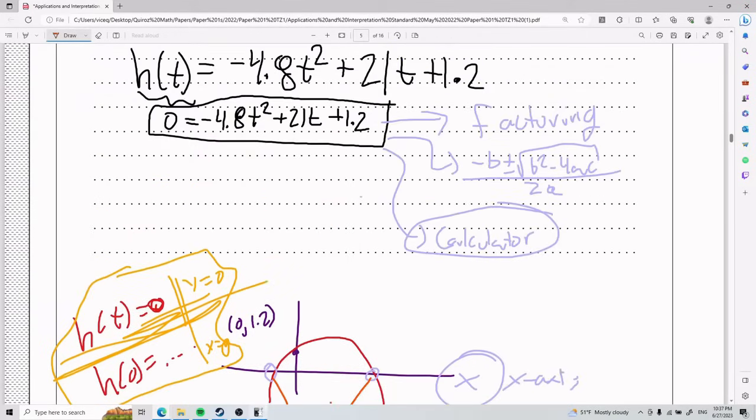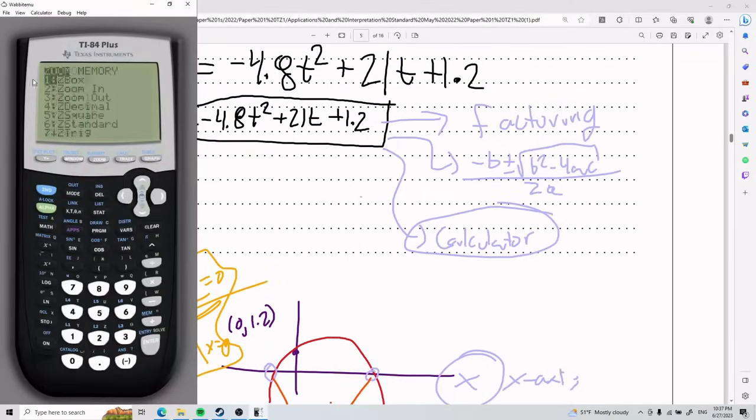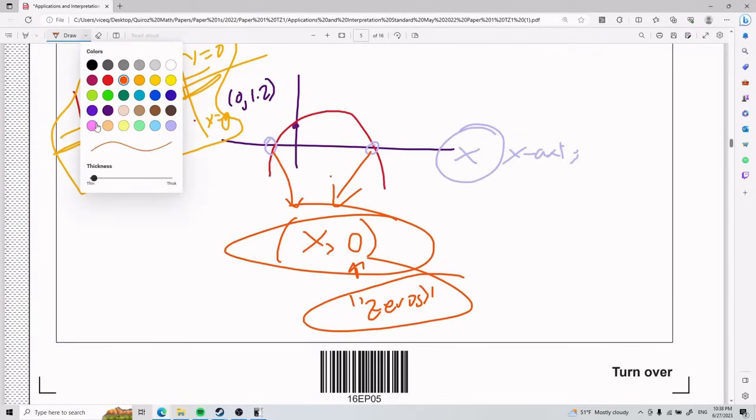Using my calculator, I'm going to try zoom fit, so zoom and 0. Press enter. I see if I get my zeros, and I can see that I get one of them. I do not get the other one though. Let's take a moment. Here I am seeing one of my zeros, but I'm not seeing the other one. The other one is on the left side, which is conveniently how I drew it here.